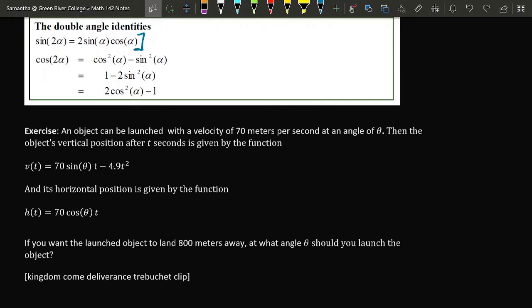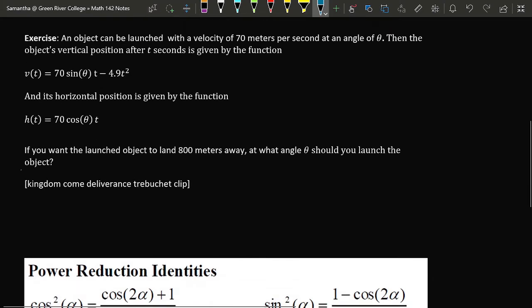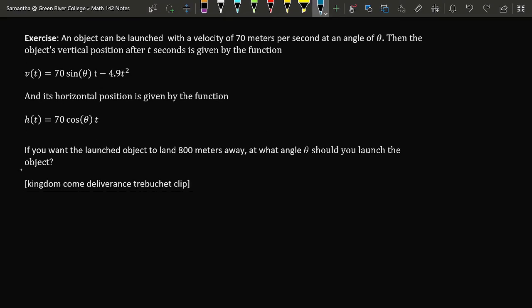Let me give you a problem from physics. In this case, we have an object which is being launched with an overall speed of 70 meters per second. Now that's the speed of the object, but what we don't know right now is the angle of inclination of the launch. That's just being represented by a variable currently called theta.